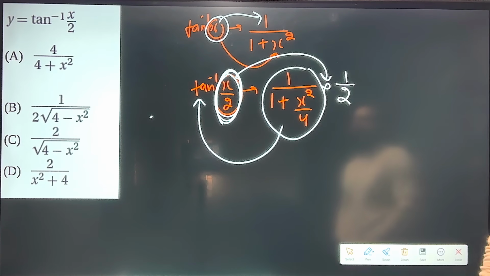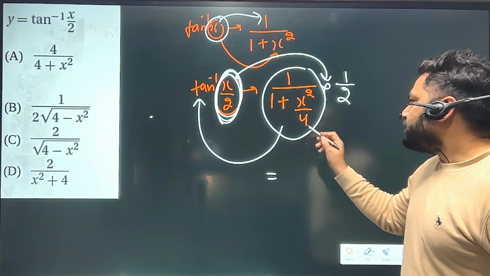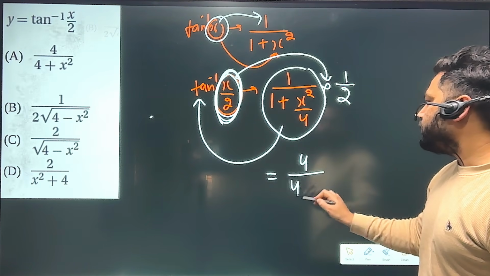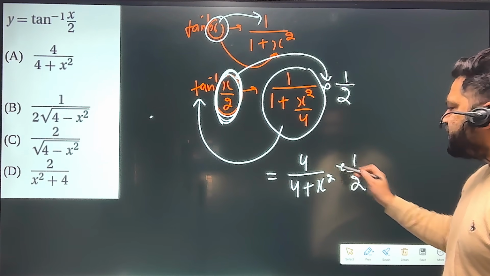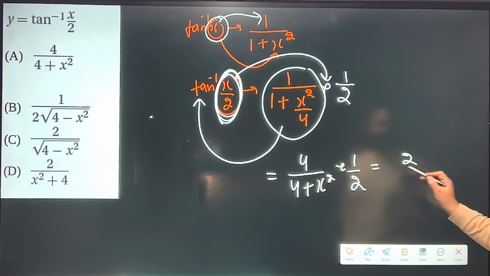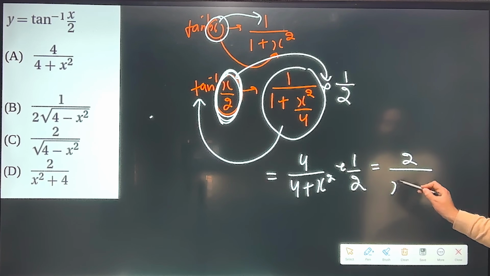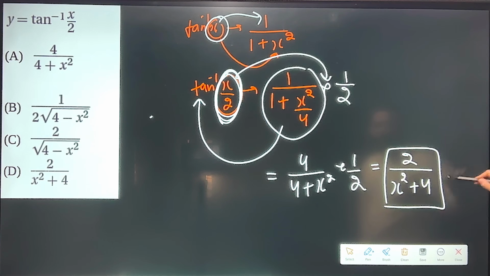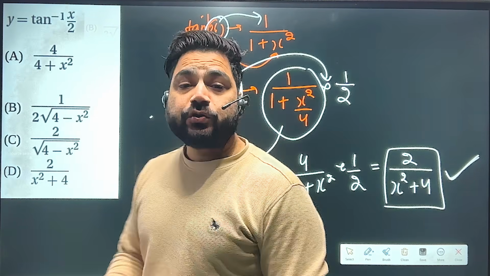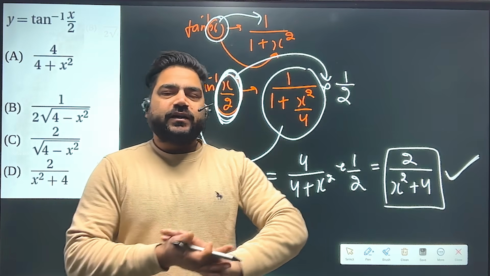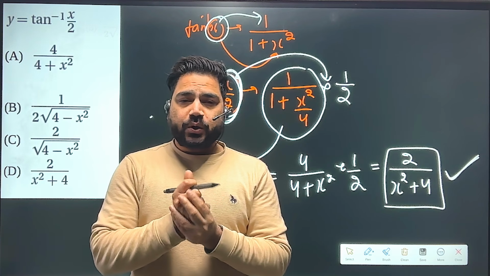And if you take the LCM here, it will be 4 upon 4 plus x square and 1 by 2. This 2 will cancel this, and the answer will be 2 by x square plus 4. This is the answer. So in this way you can definitely solve these types of questions. So again, this was our fourth question, and I think very easily we have solved this question.